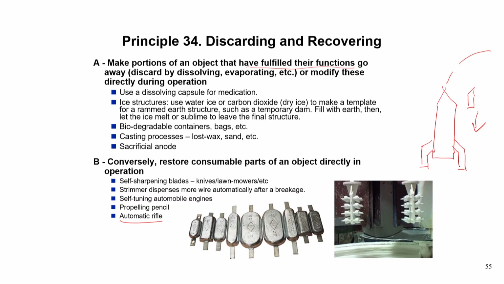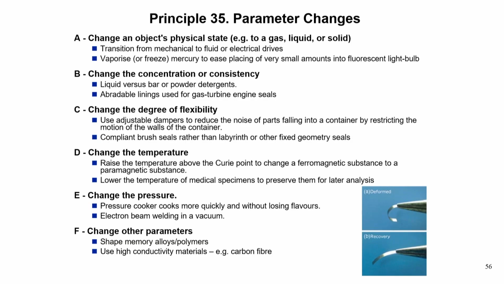I will now go to the next principle, principle 35, which talks about parameter changes. Now, there are many parameters, so parameter change is a vast principle. For example, change an object's physical state, to a gas, liquid or solid, is one parameter change. Change the concentration or consistency, like liquid versus bar or powder detergent. Linings used in gas turbine engines also change the concentration or consistency.